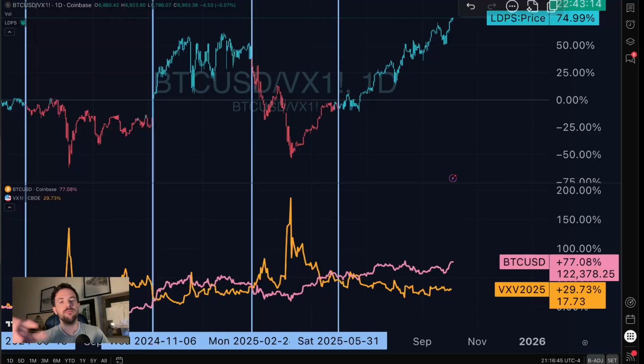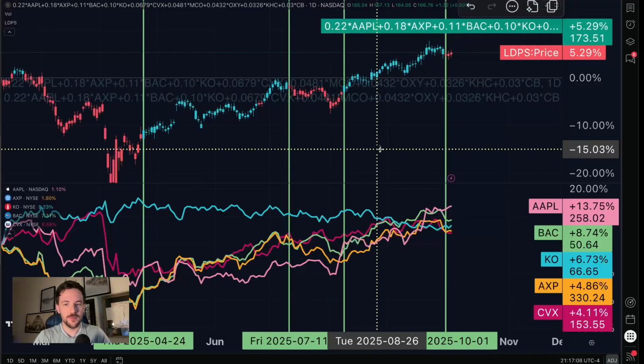So again, just to highlight the benefit of LDPS and LDPM, you can compare anything with anything as long as you can compute LDPS on it, because you're comparing apples with apples directly. So moving on to another example.